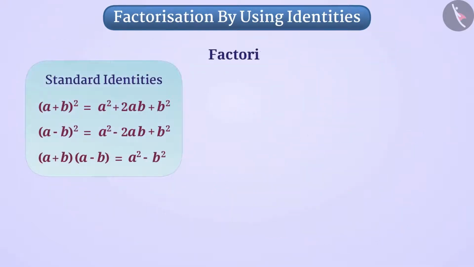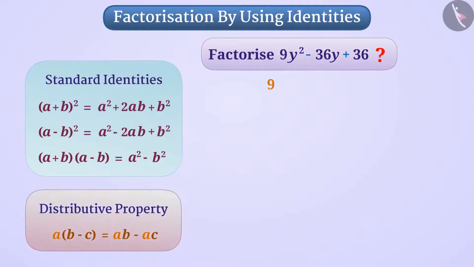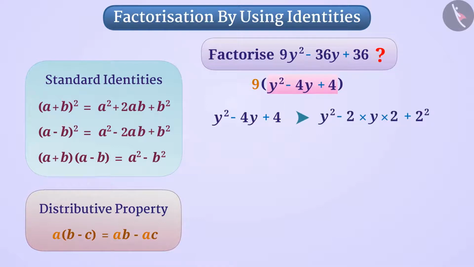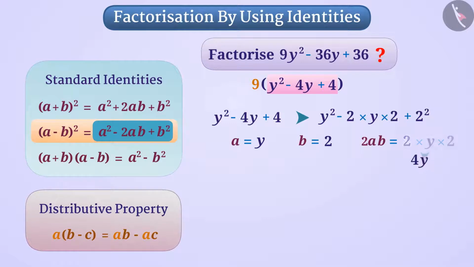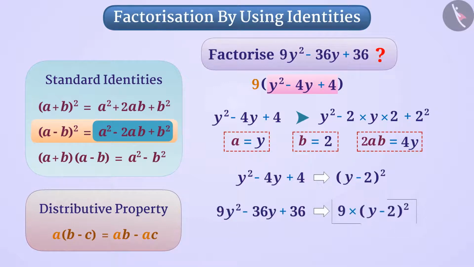Now suppose we want to factorize 9y square minus 36y plus 36. Then how will we do this? Think. Absolutely right. Here factor 9 is common in all three terms. So under the distributive property, we can take it outside the bracket like this. We can write the expression written inside the parenthesis like this. In this way, we see that the expression inside this bracket corresponds to the right side of the standard identity, where a is equal to y, b is equal to 2, and 2ab is equal to 2 multiplied by y multiplied by 2, that is 4y. Therefore, we can factorize this expression as y minus 2 whole square. Thus, this gives us the factorization of the given expression like this. We can also write it like this.